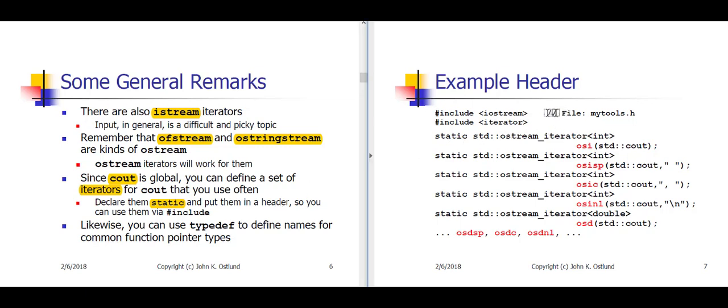Here I've created a header called mytools.h, which sets up 5 ostream iterators that I plan to use quite a bit. An ostream iterator for ints that does not have a delimiter, an ostream iterator for ints that uses space as a delimiter, an ostream iterator for ints that uses comma as delimiter, and an ostream iterator for ints that uses newline. And then we could continue the same scheme with ostream iterators for doubles, ostream iterators for chars, etc., etc.